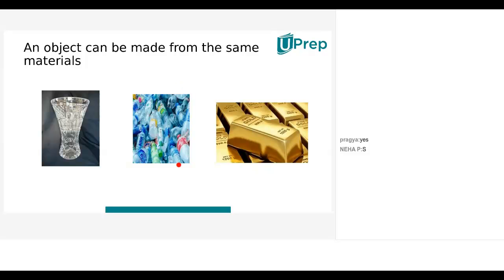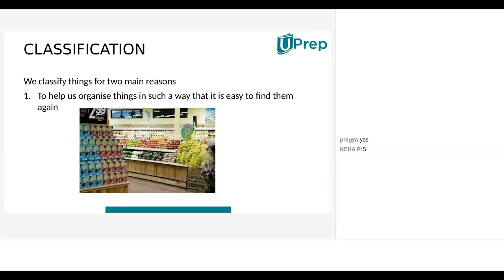Okay. So if we go in depth about the sorting of materials, the classification. When we observe classification, it mainly deals with two types in general. To make things in less time, to identify where things are present, classification is used to sort things in an easy way.